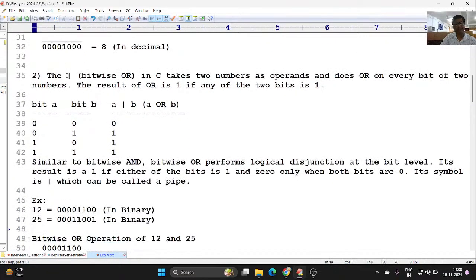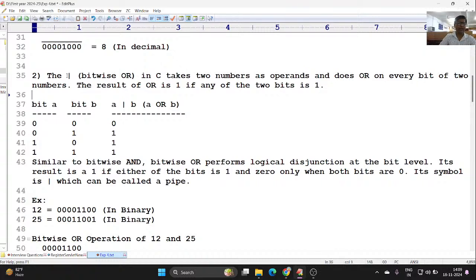Okay, let's see about bitwise OR operations. Actually the bitwise OR operation is exactly the reverse of bitwise AND. The bitwise OR operation symbol is a pipe. We already learned this in class. So bitwise OR in C takes two numbers as operands and does OR on every bit of the two numbers. The result of OR is 1 if any one of the two bits is 1.